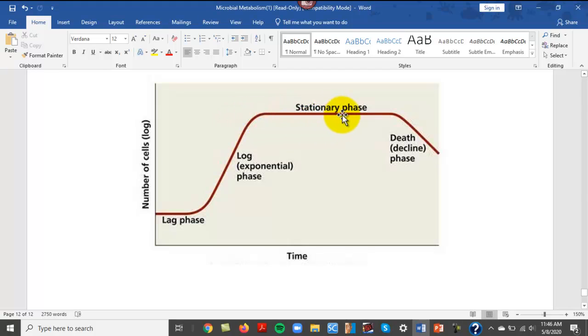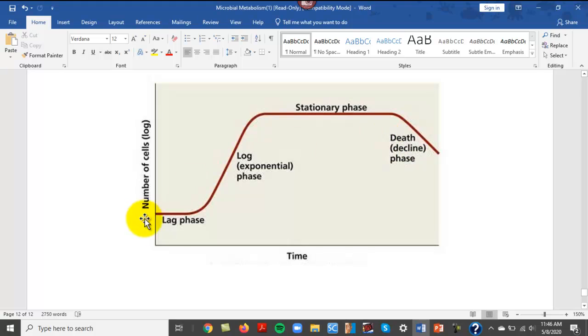So the stationary phase is characterized by cell death equaling the amount of cells dividing. Here, cells dividing is way passing cell death. And if nothing changes, the death or decline phase is where the death of cells is going to surpass the cells dividing. And everything kind of follows that curve.